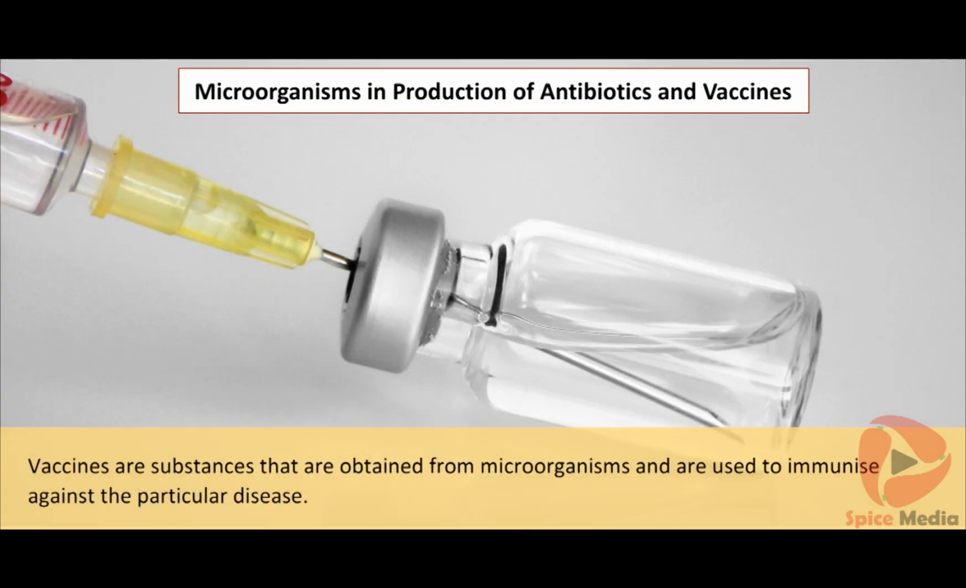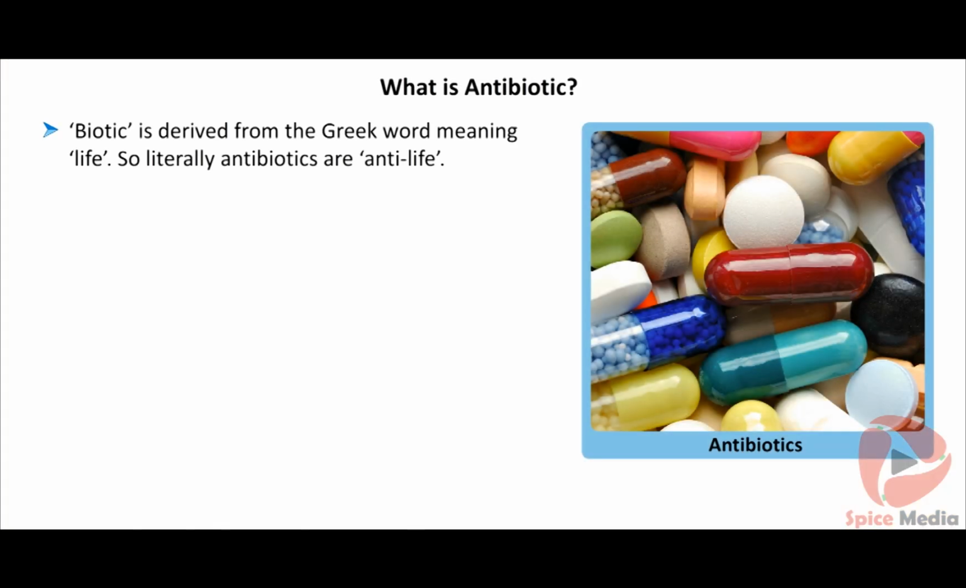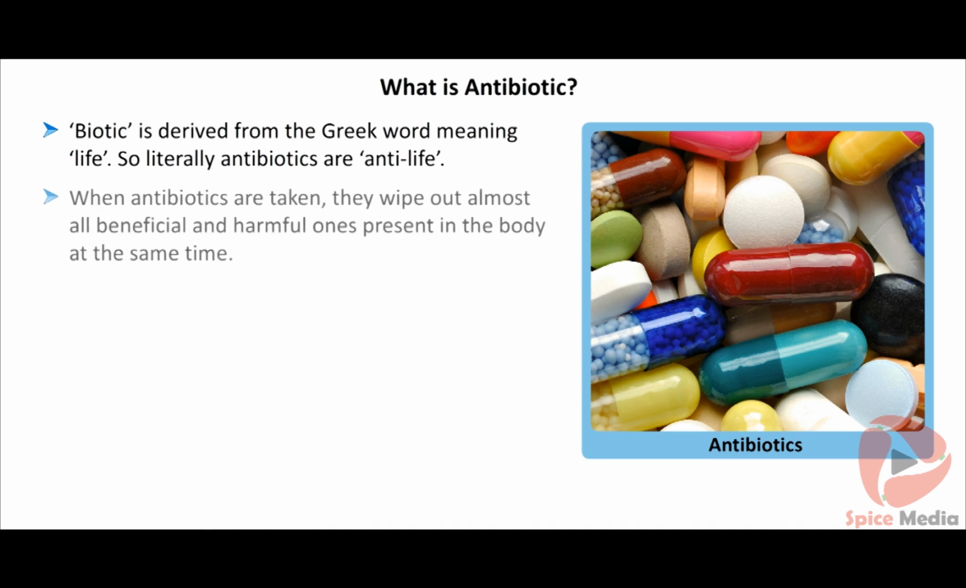Vaccines are substances that are obtained from microorganisms and are used to immunize against a particular disease. The microorganisms that are the cause of the disease are usually the ultimate source of the vaccine. The word biotic is derived from the Greek word meaning life. Literally, antibiotics are anti-life. When antibiotics are taken, they wipe out almost all beneficial and harmful microorganisms present in the body at the same time.